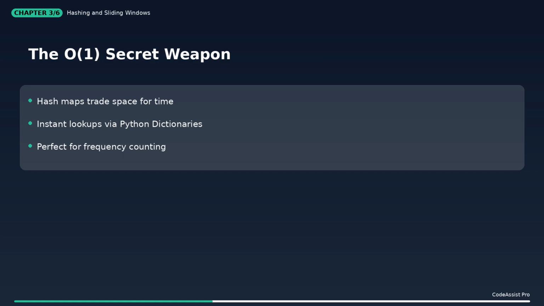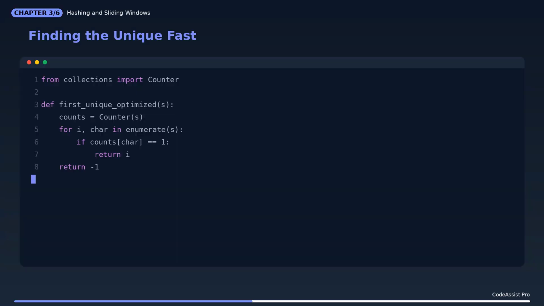Notice how we use the Counter class here. We iterate twice, but since it's sequential, it remains O(n). This is what Google engineers look for, the ability to recognize when a small amount of extra memory can save massive amounts of processing time.